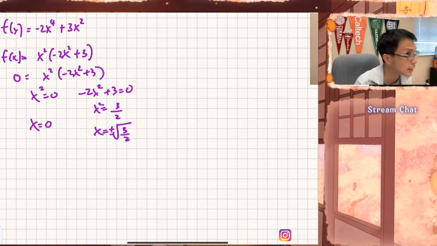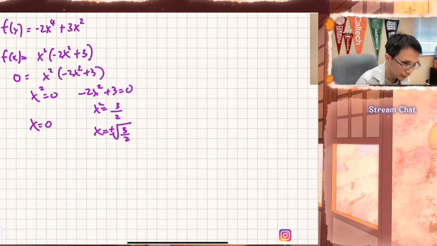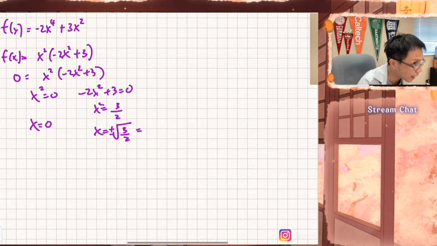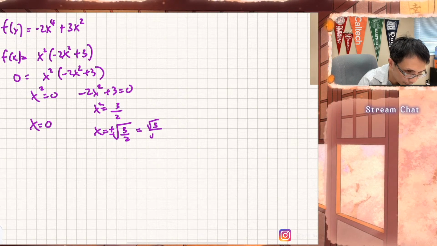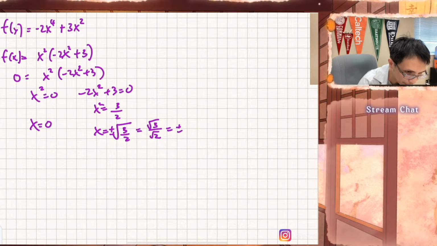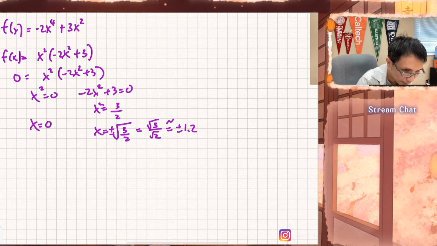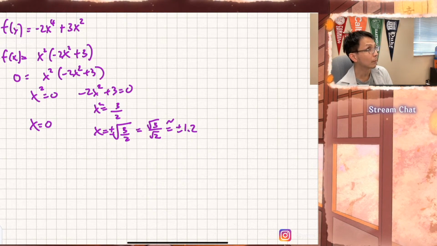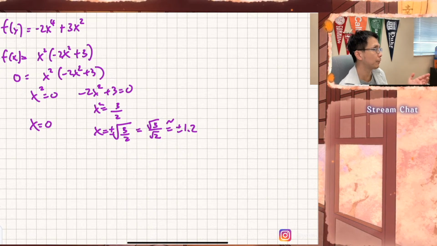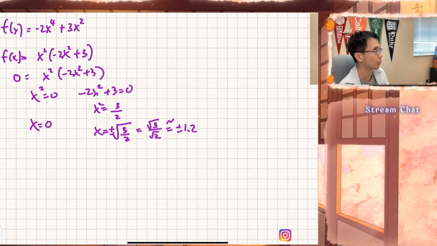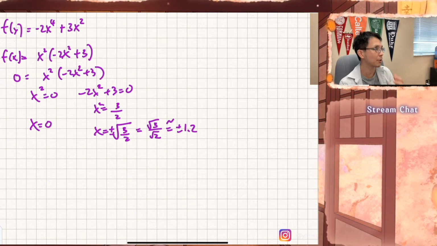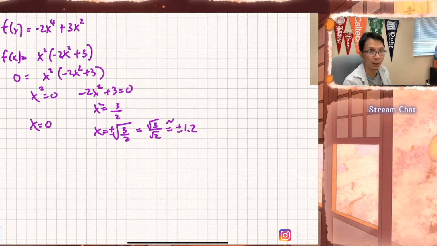So this is the x-intercept. And roughly, if you use a calculator, it's square root 3 over square root 2, which is roughly plus or minus 1.2. How did you do that? Because square root 3, I know from very old-fashioned math, is actually 1.7. And then square root of 2 is roughly 1.2.